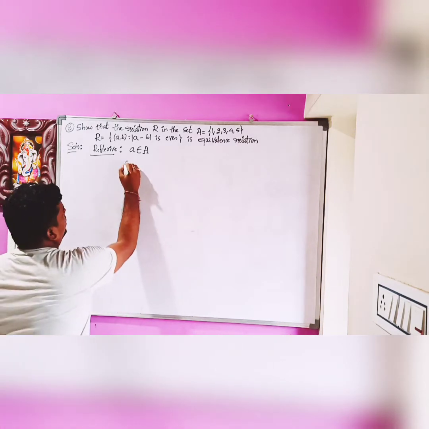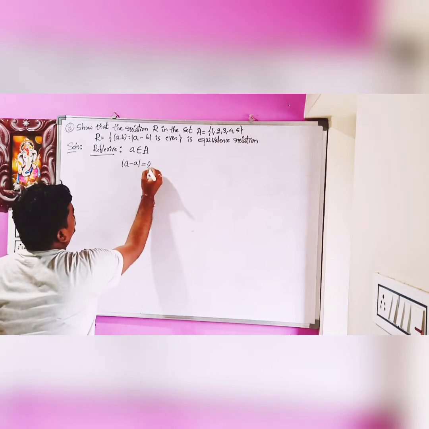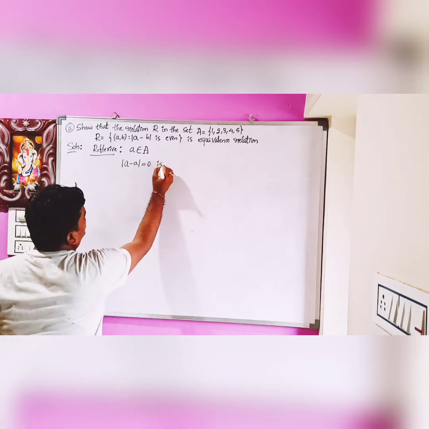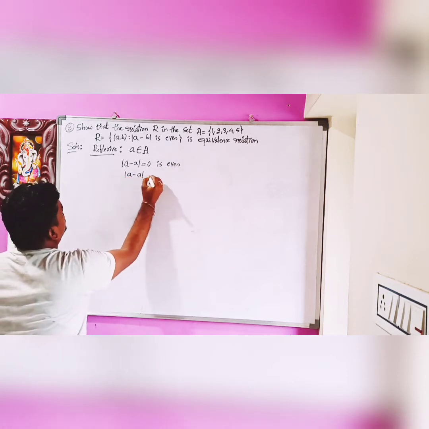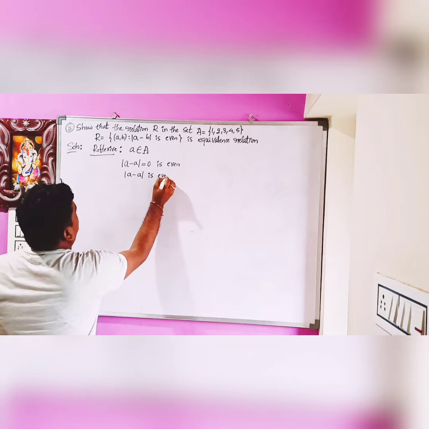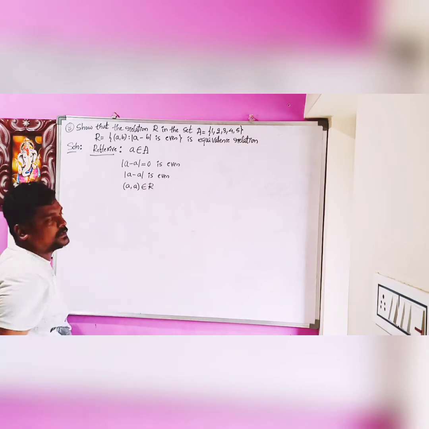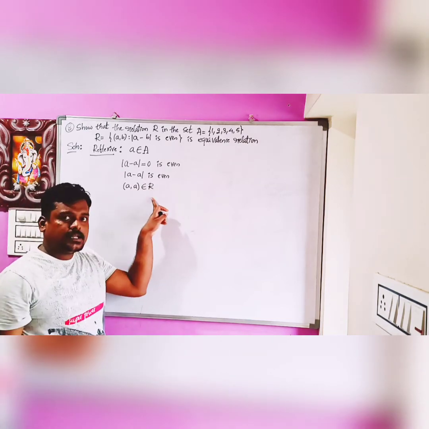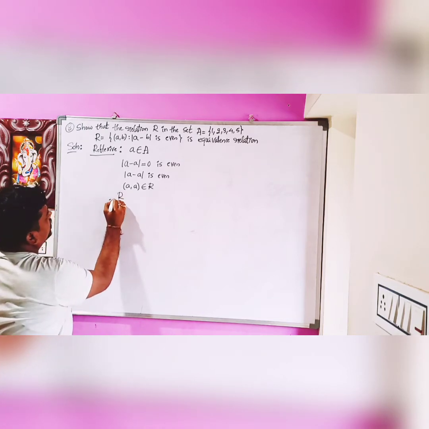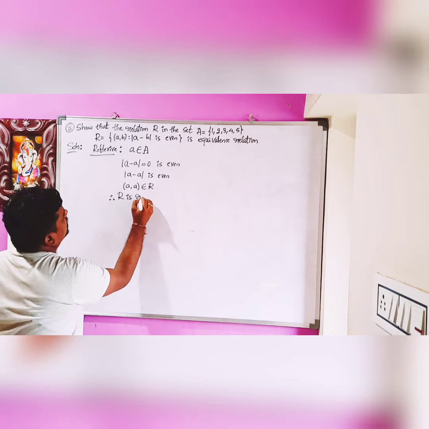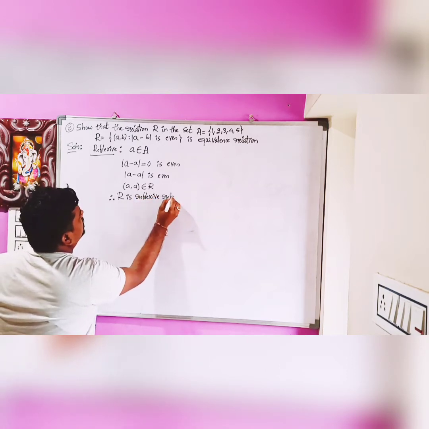Now if I take A minus A, mod A minus A is 0, and 0 is an even number. So mod A minus A is even. If this is even, A comma A belongs to the relation R. If this is in the relation, by the definition of reflexive, we can say, therefore, R is a reflexive relation.